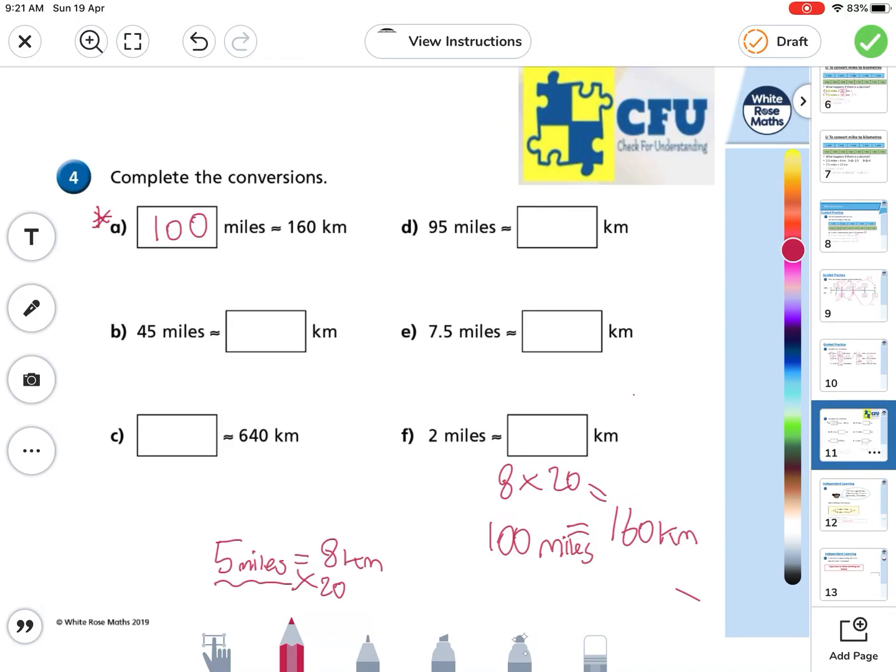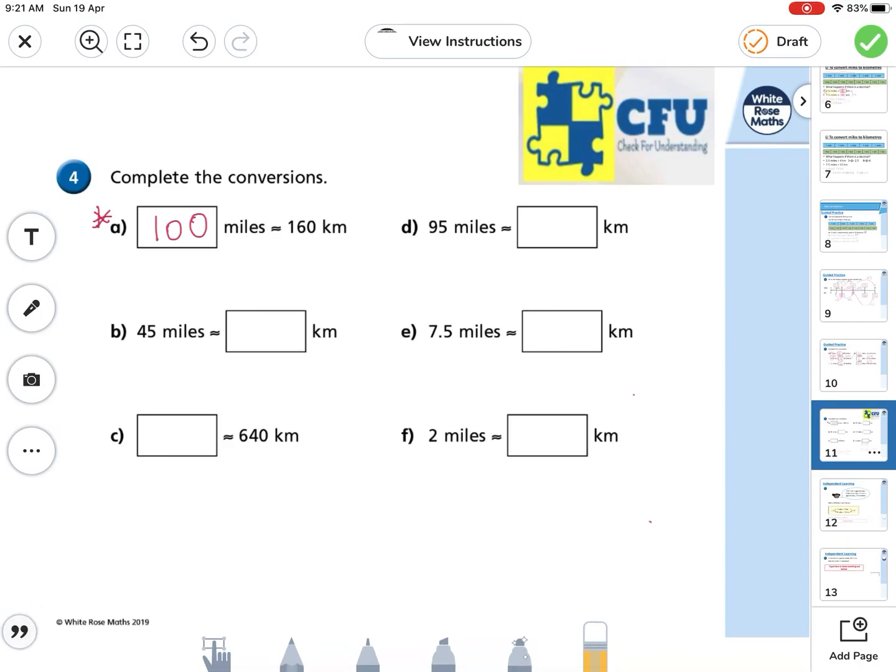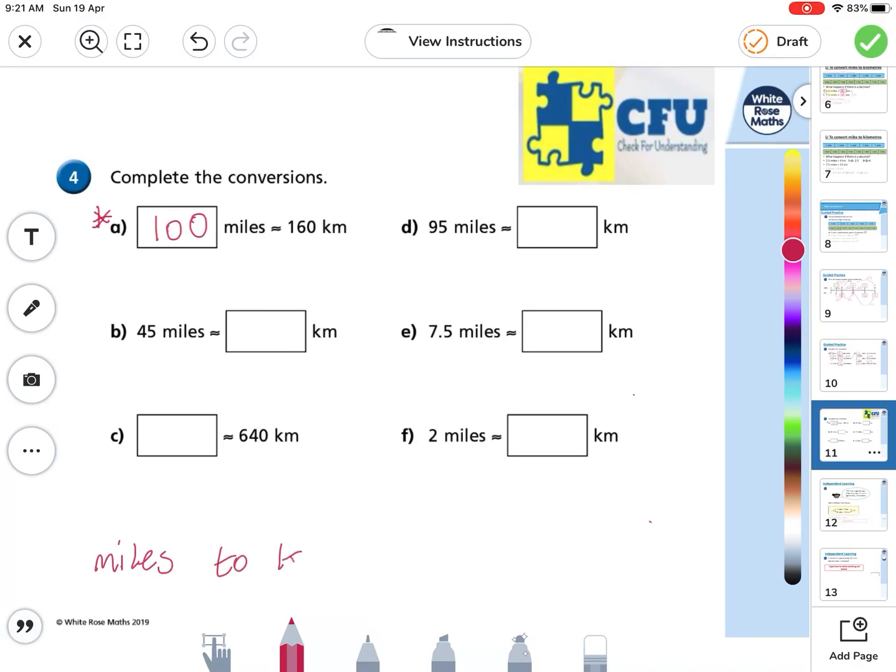B, 45 miles equals blank kilometres. Remember, guys, that to work it out from miles to kilometres, we can simply divide by 5 and then times by 8. Think about that for a second. So for kilometres to miles, we times by 5, then divide by 8. That's a way of working it out also.